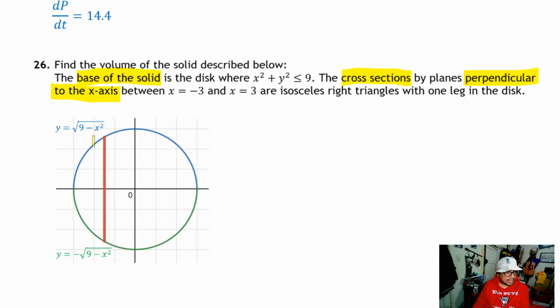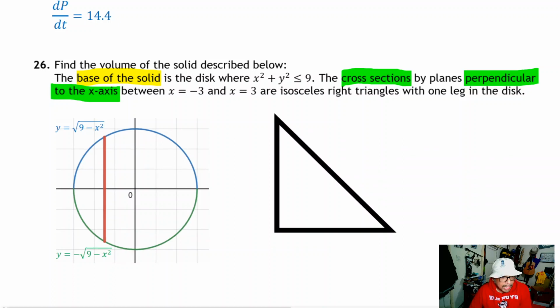Okay, so that's going to be this red line right over here. This is going to be the bottom of that cross section right along this red line, which I'm highlighting. So it's going to be an isosceles right triangle that has one leg on the disk. So here's our isosceles right triangle, and it's important for us to know that whenever we're doing these volumes, if this is the base, we're not going to see this triangle on that base.